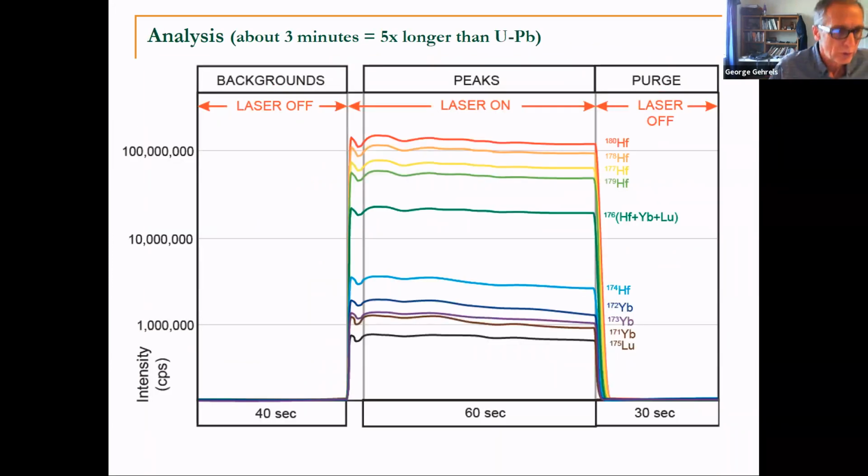So here's what it looks like. We'll do this kind of quickly, just like Kurt showed you the beam trace for uranium lead. Here's what the beam trace looks like for hafnium. We do not go fast for this. Going fast is not the game for hafnium. You want the best precision you can get.